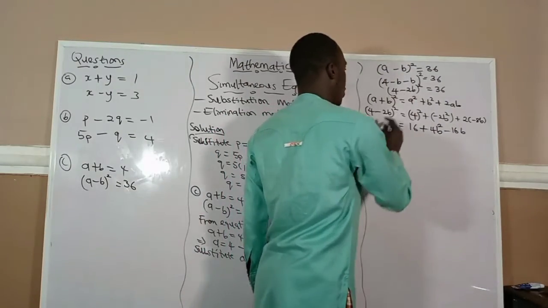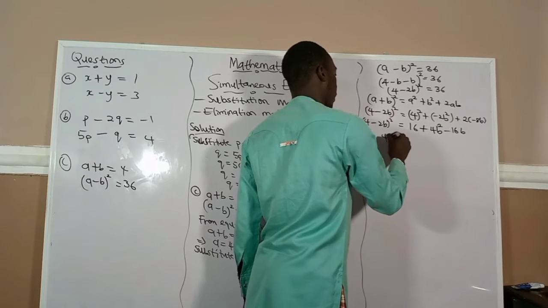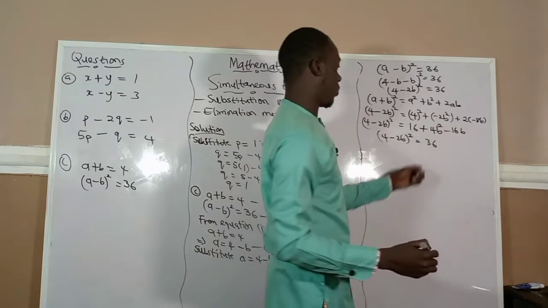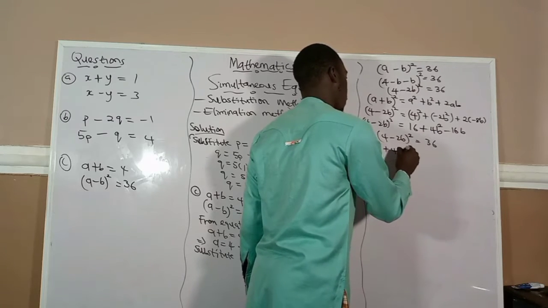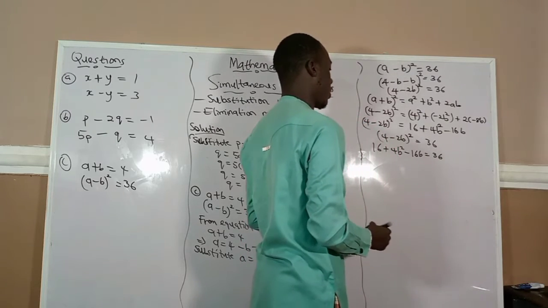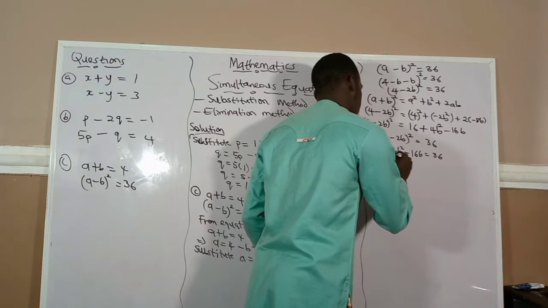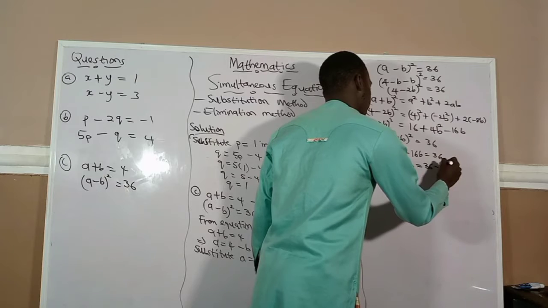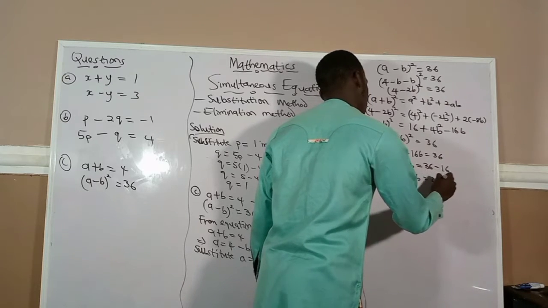So coming back to this, (4 minus 2b) all squared is equal to 36. And we know that (4 minus 2b) all squared is 16 plus 4b squared minus 16b, which is equal to 36. So we're going to take 16 to the other side. So we have 4b squared minus 16b is equal to 36 minus 16. So 4b squared minus 16b is equal to 20.